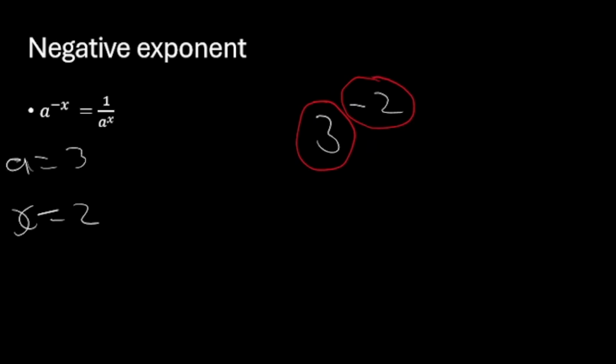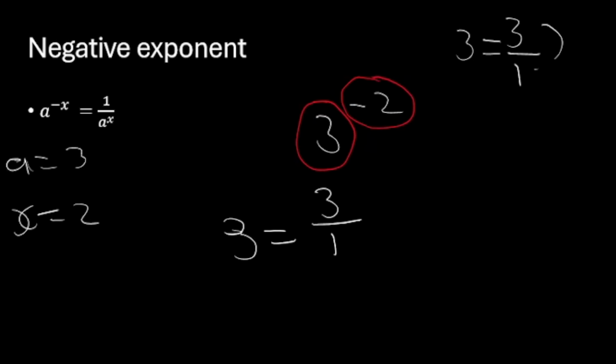Okay, so now the 3, when we write it as a fraction, will be 3 over 1. So when you do negative exponent, don't forget to turn the number into a fraction. When we say we're going to flip it, that means the denominator is going to be the numerator and the numerator is going to be the denominator. So when you have a number like here, 3 to the negative exponent negative 2.